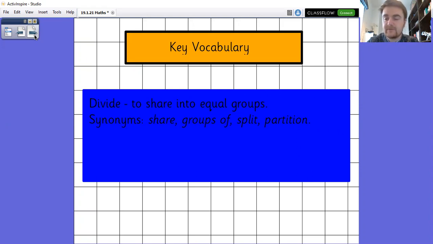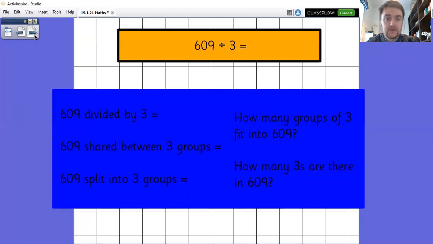So we're going to look at both methods. We're going to look at the physical visual representation first, and then we will look at how we can use that as the Bus Stop method. So our example one to start with is going to be 609 divided by 3.